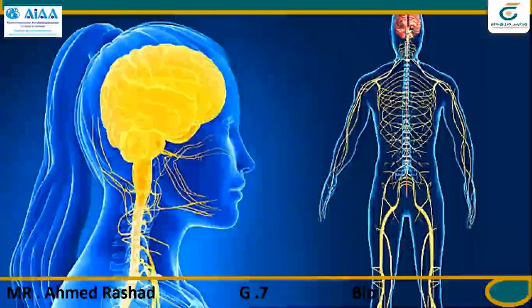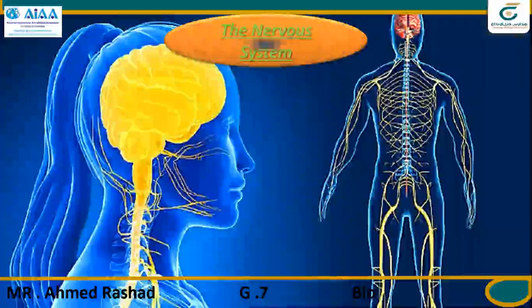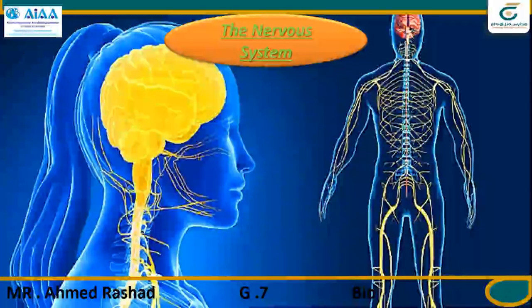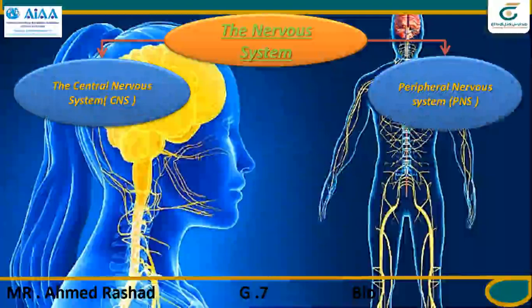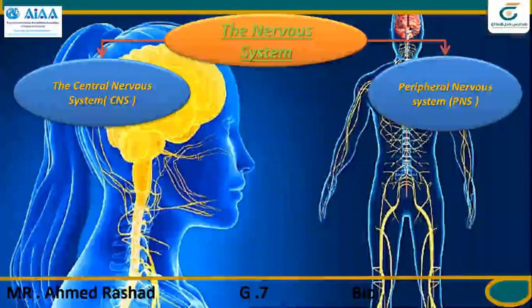Now we can continue with how we classify the parts of the nervous system. The nervous system is responsible for the control of the human body, its organs and systems, and it is made up of two main parts. The central nervous system, CNS, is the center of the body and is responsible for all processes happening in the nervous system. And the peripheral nervous system is responsible for transferring the signals from the central nervous system to all the body parts.